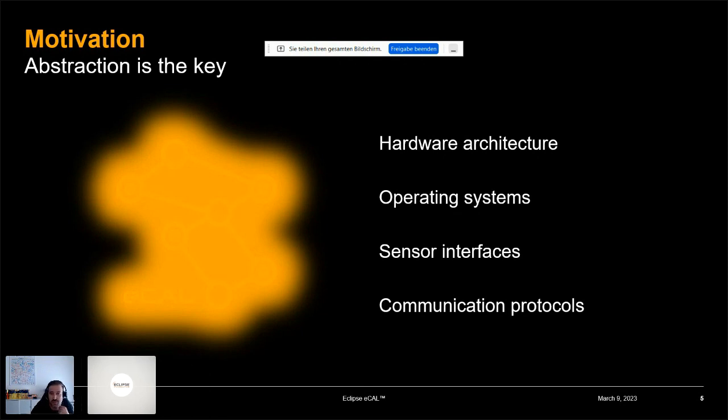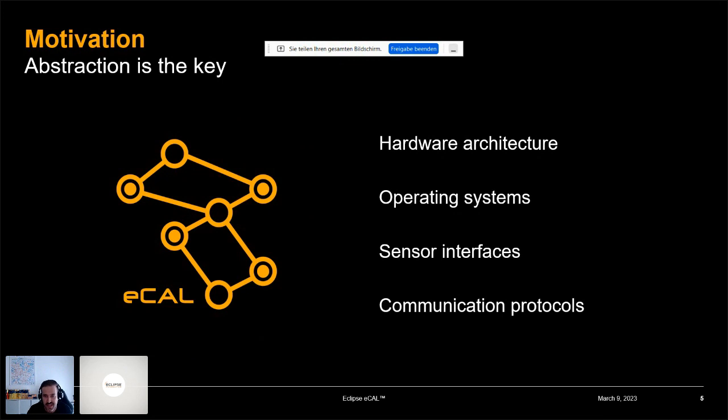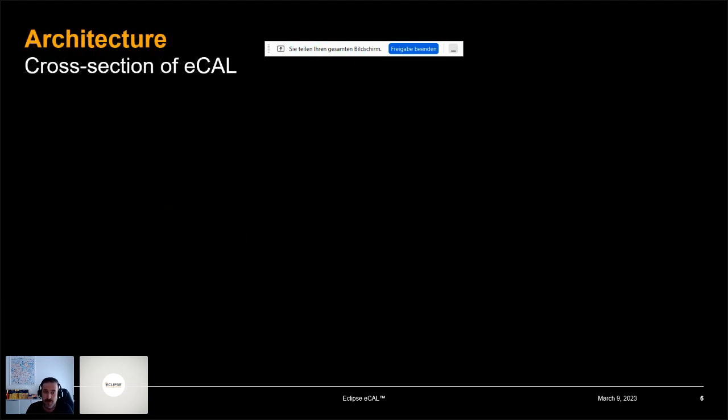And in addition to that, we need a communication layer that fulfills the requirements for high performance data of camera and LiDAR and everything that you have in automotive applications. And at this point, eCAL was born as a high performance middleware for prototyping AD software.